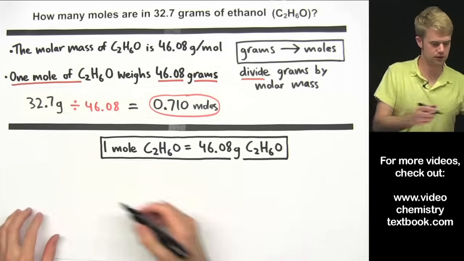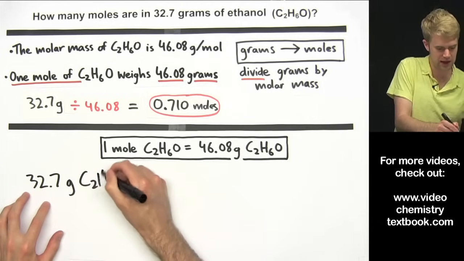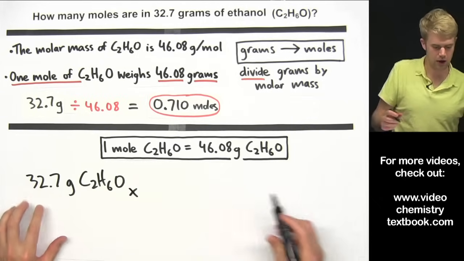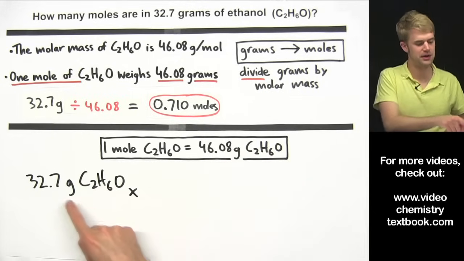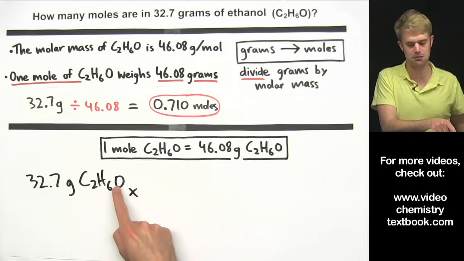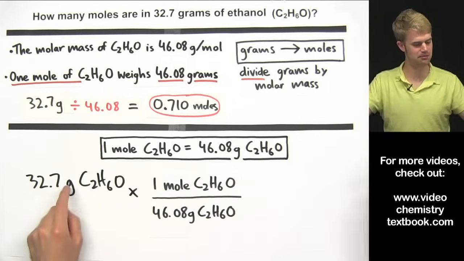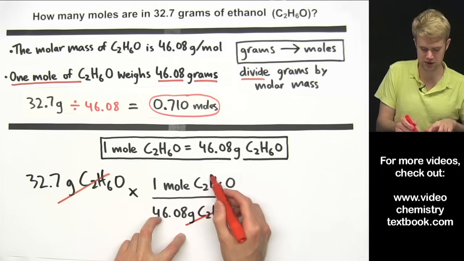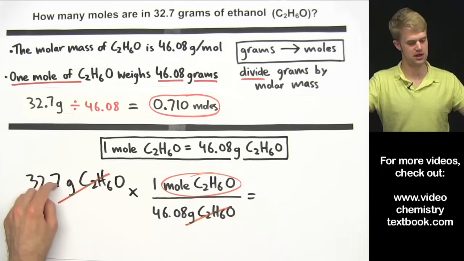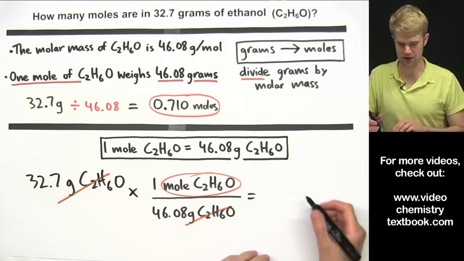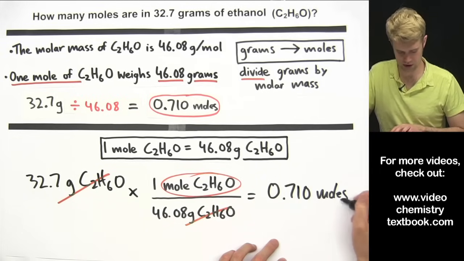And finally, for the conversion factor, 32.7 grams C2H6O multiplied by a conversion factor based on this molar mass information. I want grams of C2H6O on the bottom, so one mole of C2H6O is going to be on the top. This cancels out, this cancels out, leaves me with moles of ethanol here. And the math is this times 1 divided by this, 0.710 moles of C2H6O.